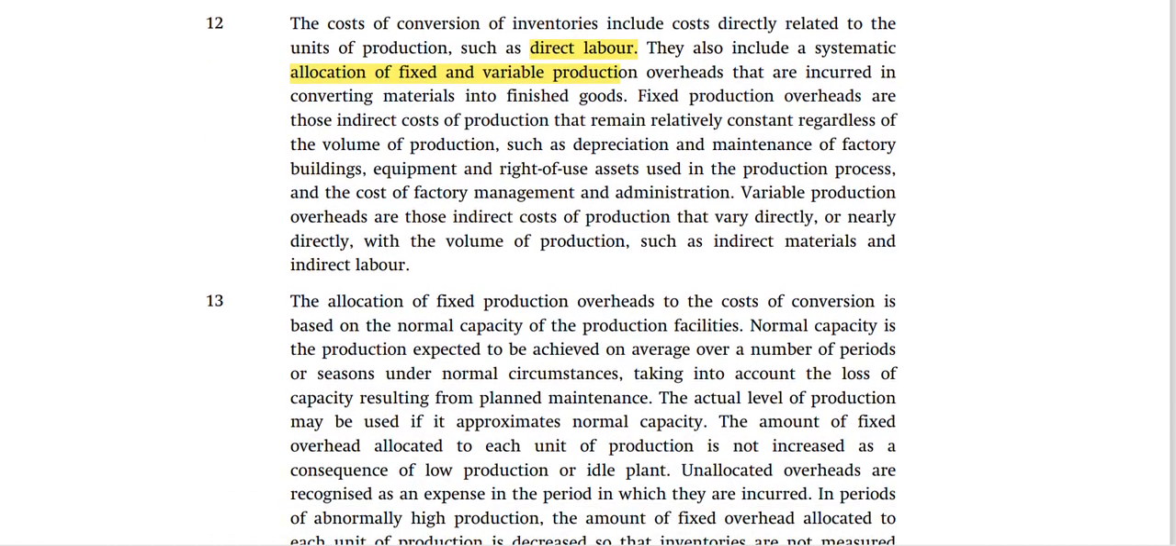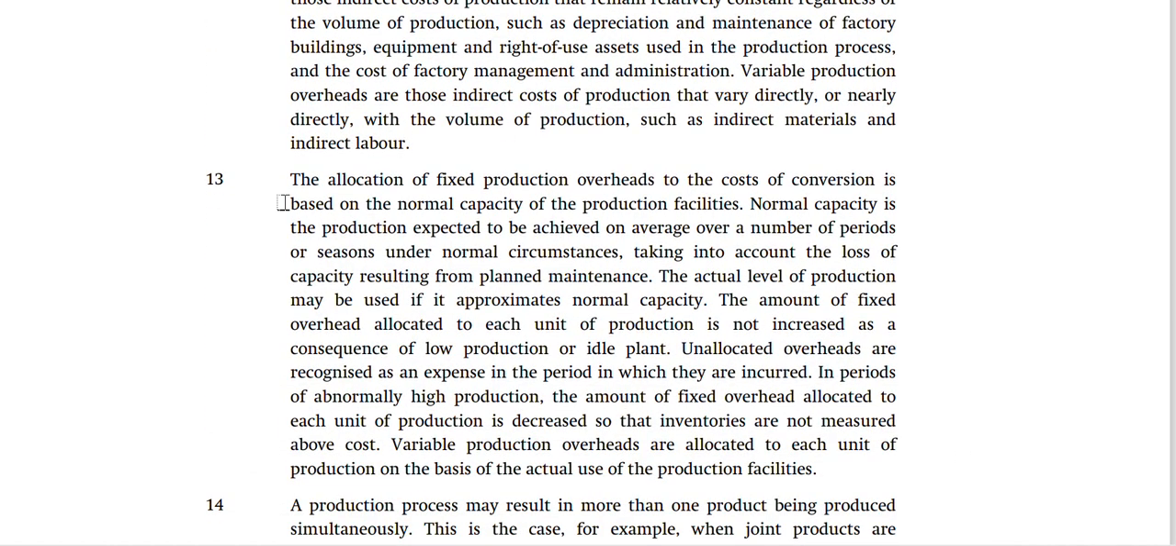If we move down, we're still on cost of conversion, which is paragraph 13. The allocation of fixed production overheads to the cost of conversion is based on the normal capacity of the production facility. Normal capacity is the production expected to be achieved on average over a number of periods or seasons under normal circumstances, taking into account the loss of capacity resulting from planned maintenance.